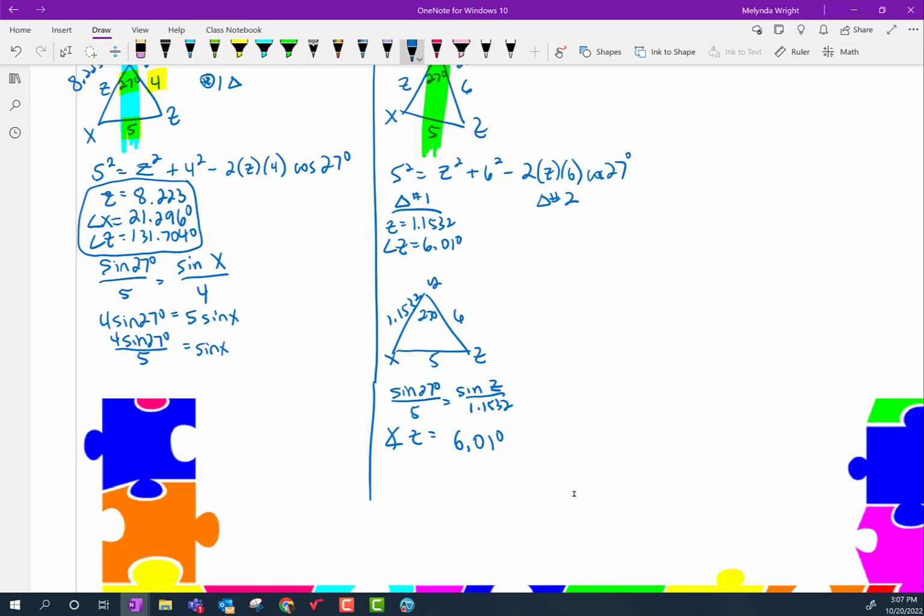Then I add 6.01 to 27 and subtract from 180, and I get that angle X is going to be 146.990 degrees. And oh, we would have also been in big trouble had we tried to find angle Z with law of sines. We wouldn't have gotten that. We would have gotten something else. Okay, are we good on the first triangle? All right, let's move to the second triangle.